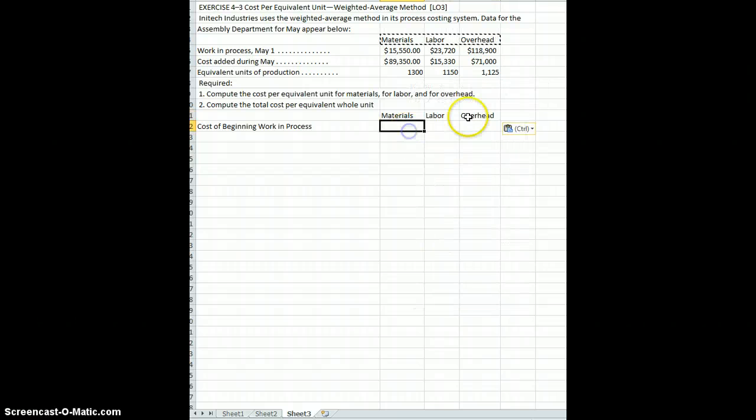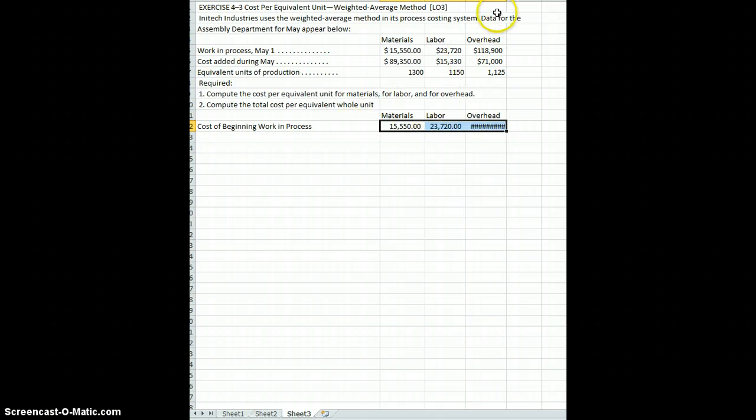And so for the cost of beginning work in process, we're going to have $15,550, $23,720, and $118,900. So we're just copying those down. That's the cost of beginning work in process.